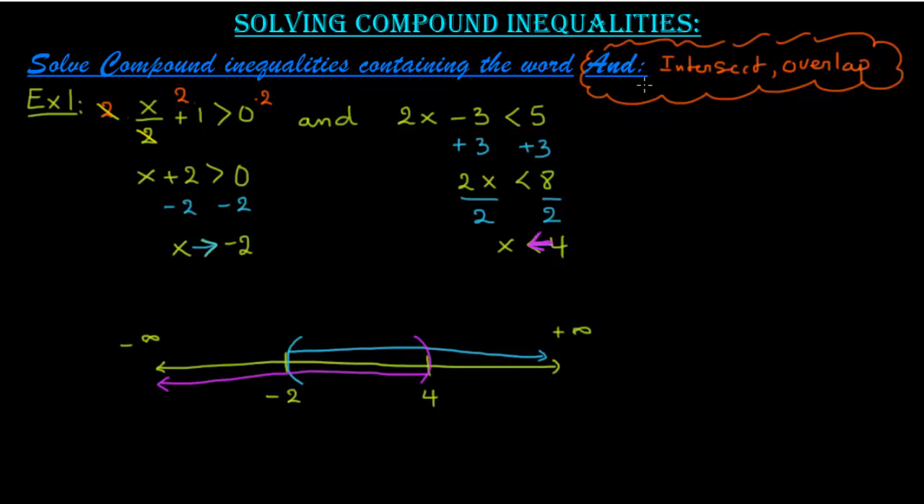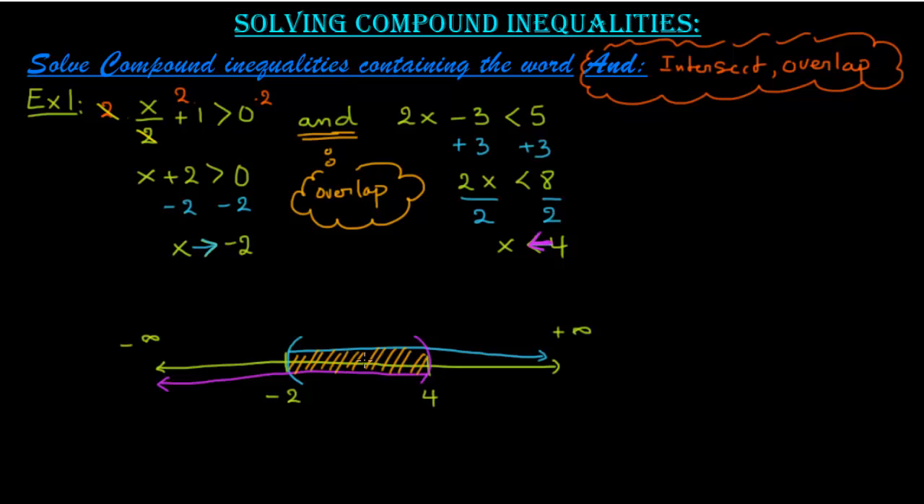So as we see with the letter N right here, we're looking for the overlap. Okay. We're looking for the overlap. So for this graph, the overlap is from negative 2 to 4.